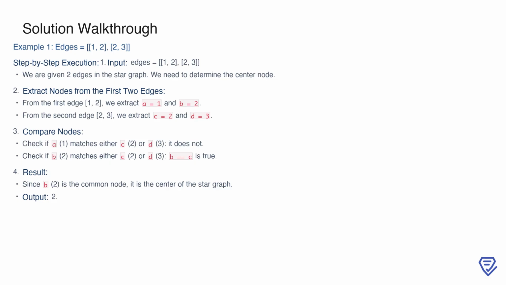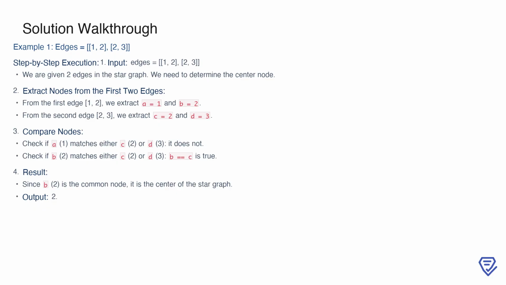To solve this problem, we start with the input edges, which are 1, 2, 2, 3. These represent the connections in the star graph. Our task is to identify the center node, which is the one common node connected to all other nodes. First, we analyze the nodes in the first two edges. From 1, 2, we take the nodes a equals 1 and b equals 2. From 2, 3, we extract c equals 2 and d equals 3.